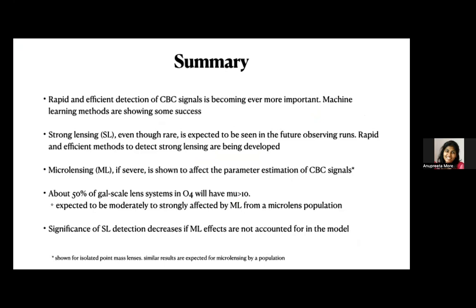Microlensing, when it is severe, I didn't get a chance to show this, but it can affect your parameter estimation of the binary black holes. The one number that I wanted to quote was that in the current observing run, if we detect some n number of strong lens events, then we expect 50% of them to be strongly affected by microlensing. So it is important that we are aware of this issue and try to do something about it.